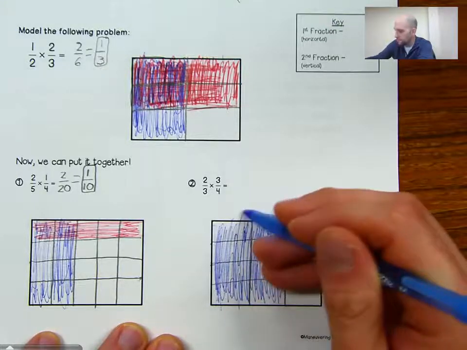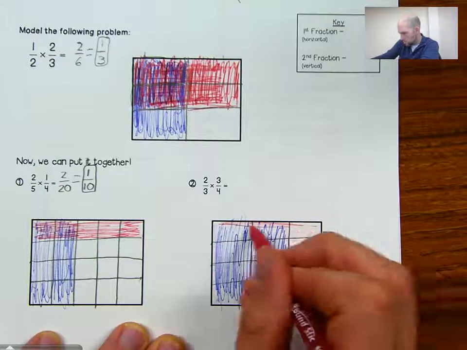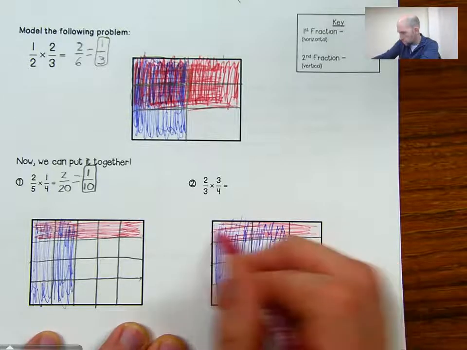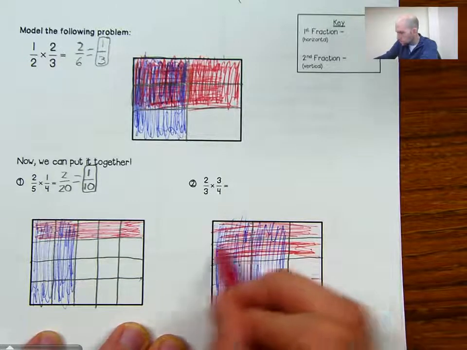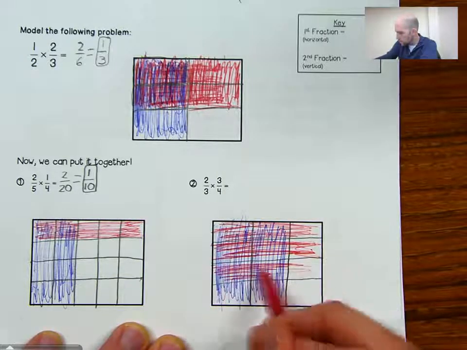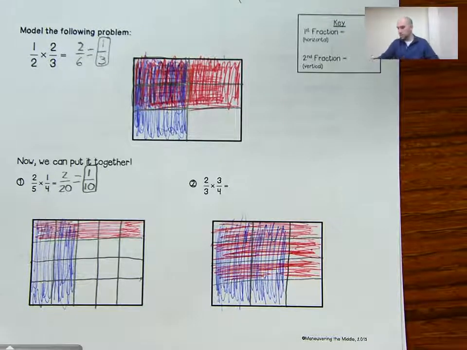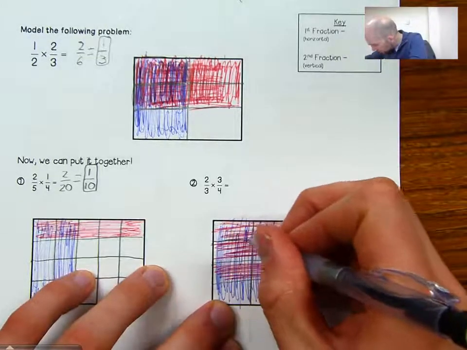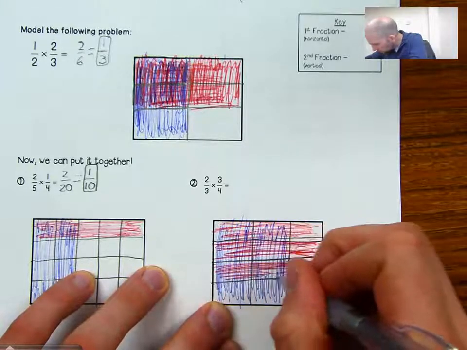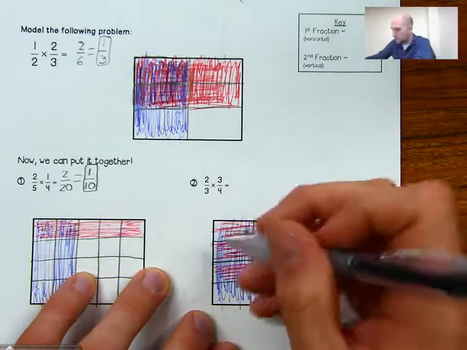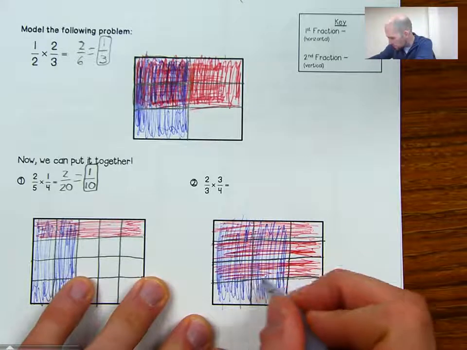And then 3 of my fourths will be red. So I have 1, 2, 3. All right, so let's see what I have here. I'm going to make my lines a little more pronounced so we can see them, so we know how many pieces we have. It looks like we have 1, 2, 3, 4 times 3. We have 12 pieces all together here.